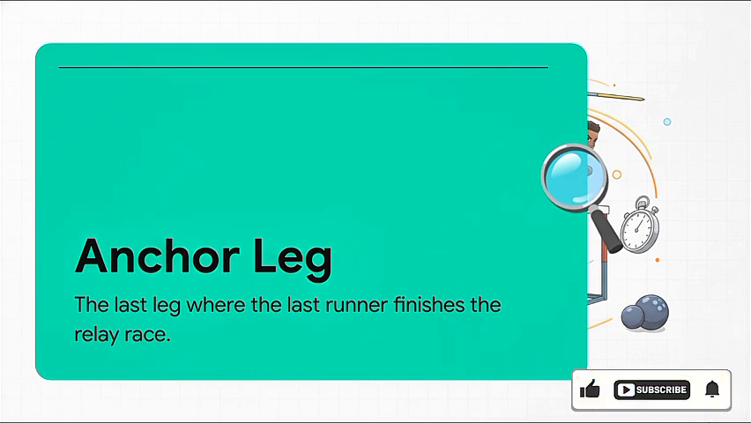The anchor is usually the fastest or most fiercely competitive runner on the whole team. They carry the ultimate responsibility of securing the team's final position, and a truly great anchor can actually make up for lost time right at the very end of the race.